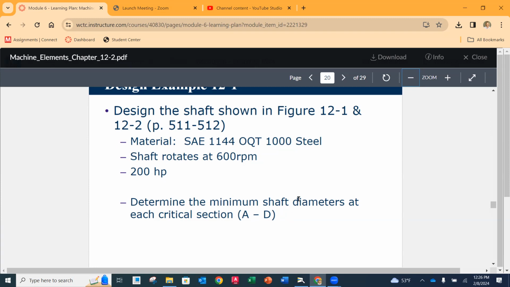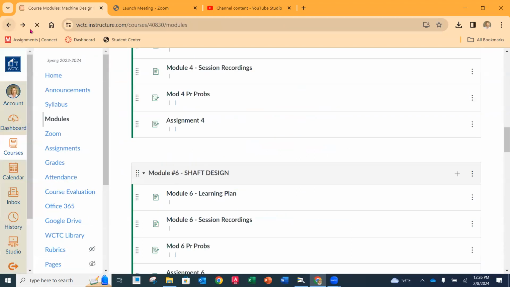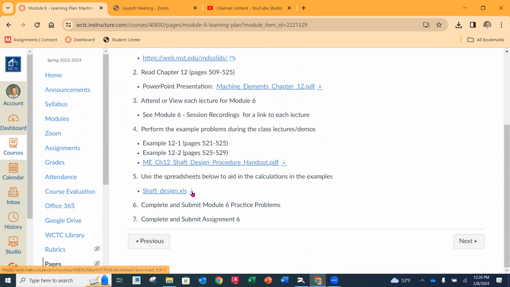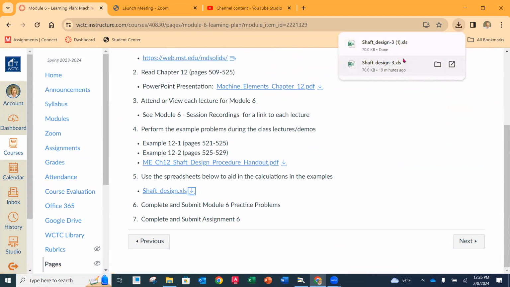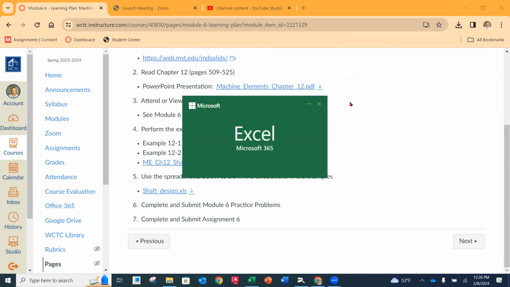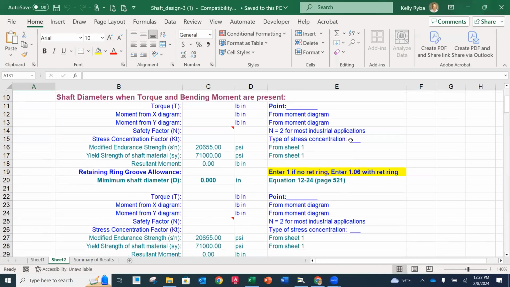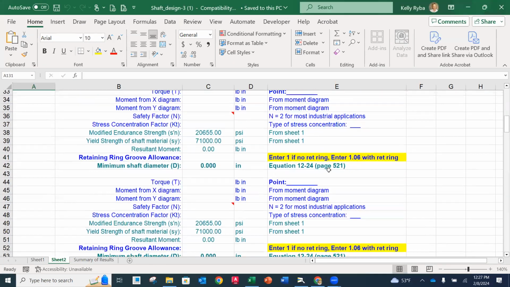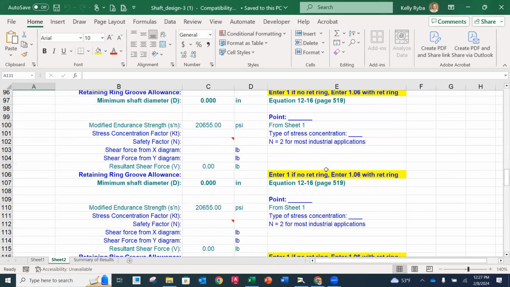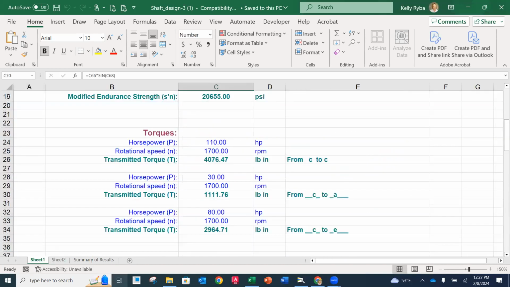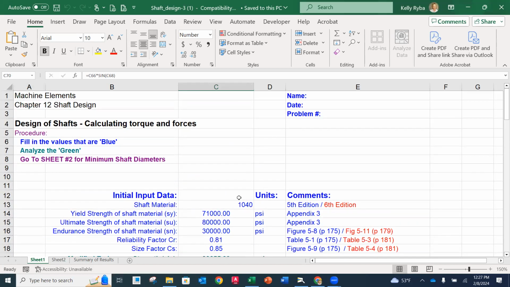Okay, so let's get our spreadsheet out. So I'm going to go back to learning plan number 6, or module number 6 learning plan. And you can go ahead and download, if you haven't already, the most recent shaft design. Now, to be sure you have the correct one, just make sure you have these little yellow highlighted areas on sheet 2. On sheet 2. Okay. And then we're actually going to start on sheet 1. I must have saved it when sheet 2 was open.